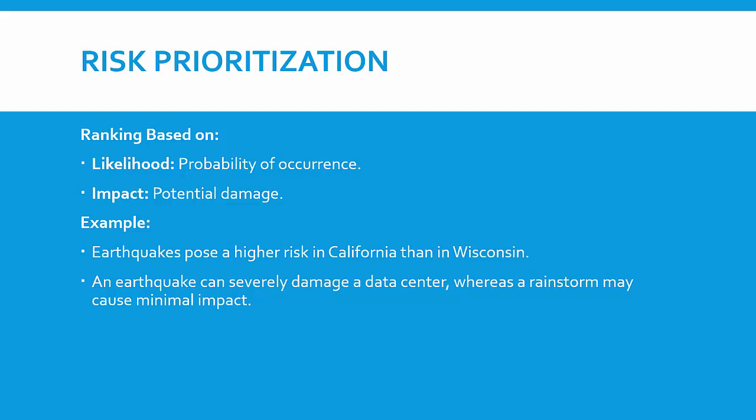Prioritizing risks is essential to managing security threats effectively. Risks are ranked based on their likelihood of occurring and their potential impact. For instance, earthquakes are a greater risk in California than in Wisconsin. Likewise, a severe earthquake can disrupt operations at a data center, whereas a rainstorm may only have minor effects.